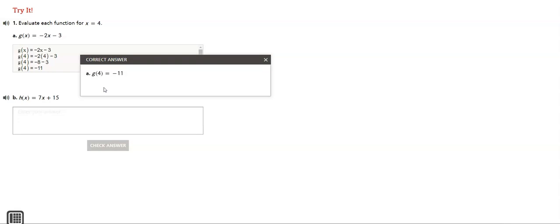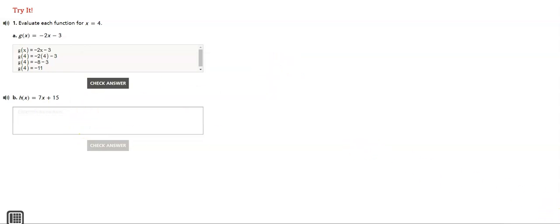Go ahead and solve problem B. Just so you know, these are the try-its that are on page 54 in your student companion. Go ahead and try part B on your own, and we'll check it in class.